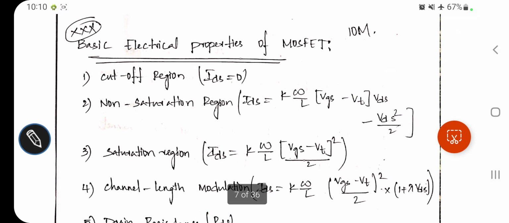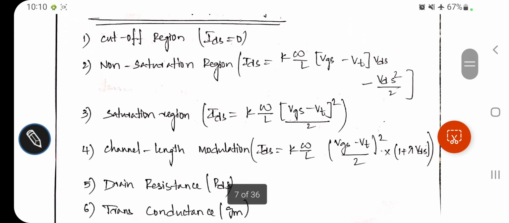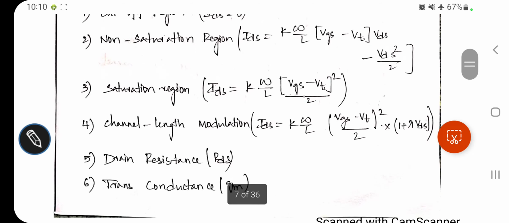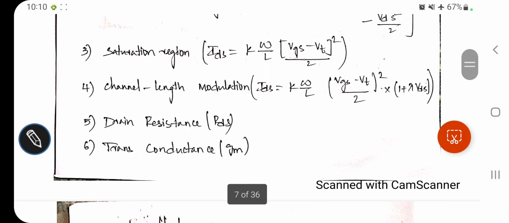Here they have given different regions of operation of MOS transistor: cutoff region, non-saturation, and saturation. For each region of operation you're going to have a different IDS equation. We'll see what is cutoff, what is non-saturation, and what is the saturation region. Then we have channel length modulation, that is, the length of the channel varies with respect to the applied VDS. We'll see that in detail.